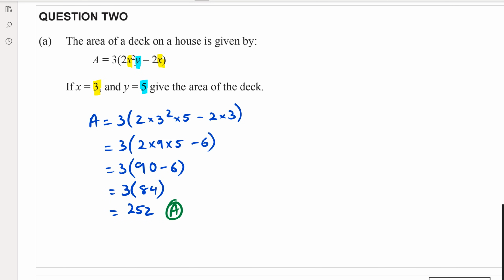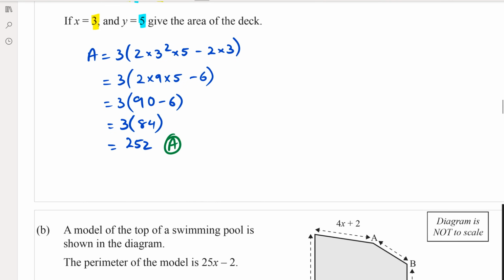Nice and simple, achieved right there. There's no alternative for this. Next question.